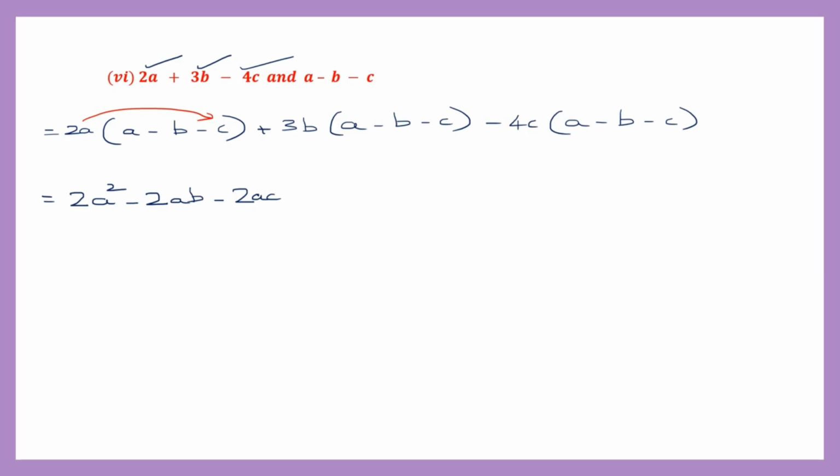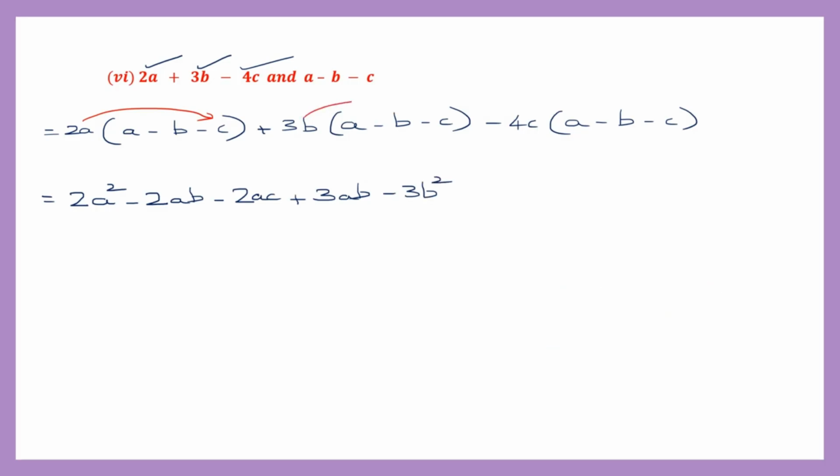Now let's go to the next part. Here we have 3b into a. The sign is plus, the number is 3, b into a is ba or ab. So that is over. Let's multiply 3b into minus b. Let's do it here if you're confused. Here the sign is plus and there it's minus. Plus into minus is minus. The number is 3. B into b is b square. So it is minus 3b square.